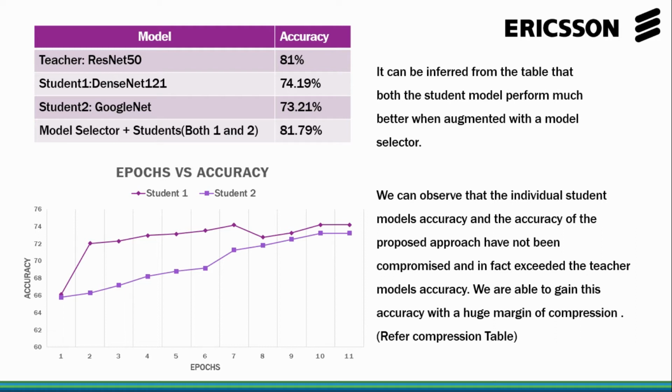81.79%. So the first thing we infer is that both the student models perform better when they are augmented with the model selector, which reinforces that our approach is a very promising area of research for the future. At the same time, we are able to achieve these accuracies even individually. The student models haven't compromised on the accuracy. Even when augmented with the model selector, they didn't compromise on the accuracy. So they were able to get this good accuracy without compromising on the compression. Also, we were able to achieve a huge margin of compression.